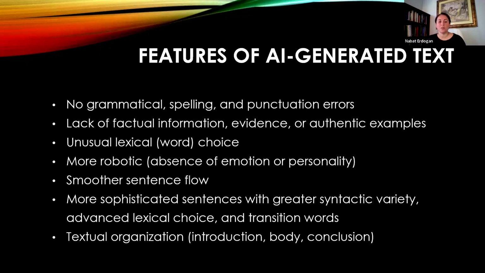There's a lack of factual information, evidence, or authentic examples, especially since we said that some AI tools, including ChatGPT, hallucinate, and they can provide fake resources, and they can cite fake sources. So there will most likely be no factual information unless you give ChatGPT or other AI tools an actual article, and you just copy and paste, and you want it summarized.